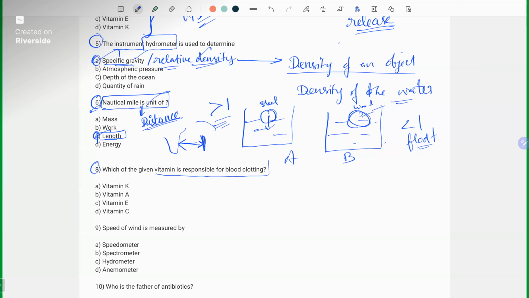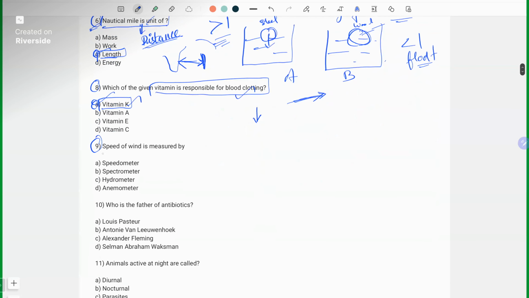Vitamin responsible for blood clotting. It is a very repeated question. Vitamin K. Yeah, very good. It is vitamin K. It works on stopping the blood. It helps in the formation of blood clots. When a person is bleeding from an injury, if vitamin K is at a very low level, the blood will not clot. There will be profuse bleeding. So vitamin K is the answer.